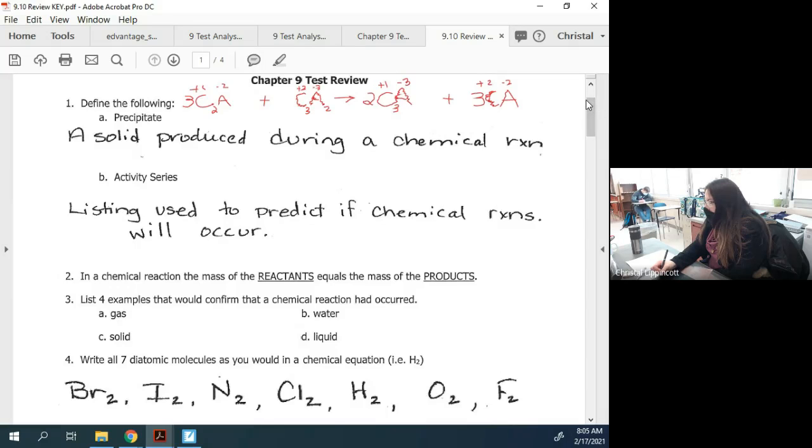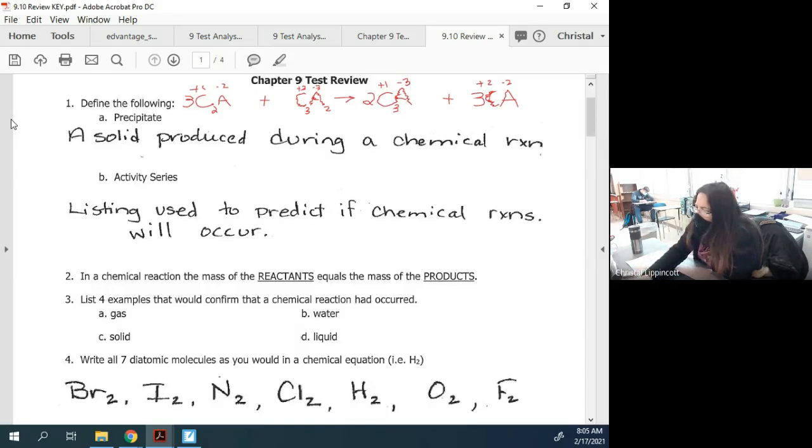Does that make sense? How we do that? You balance the charges using subscripts. You balance the atoms using coefficients. And you cannot sneak coefficients in between these compounds. I know some of y'all are doing that. You can't do that, okay? Be careful.